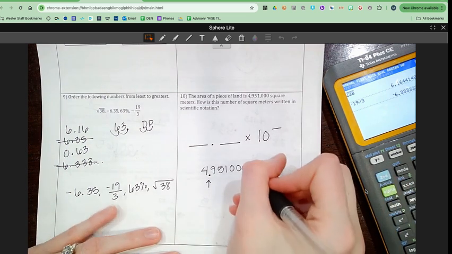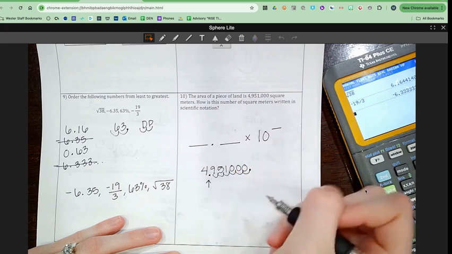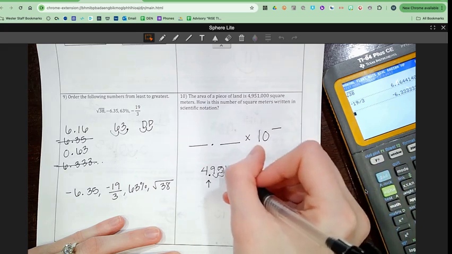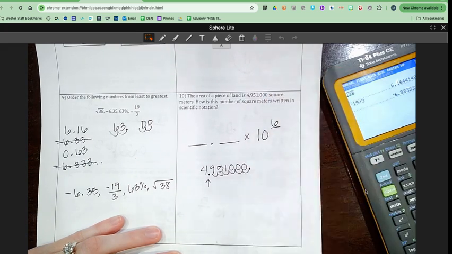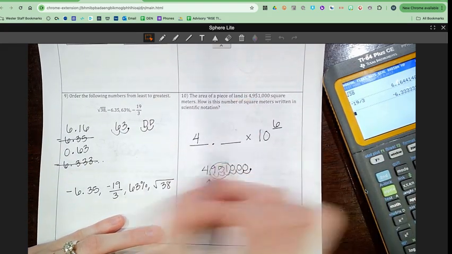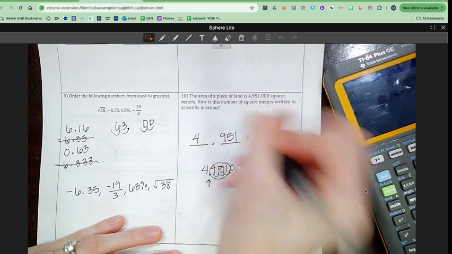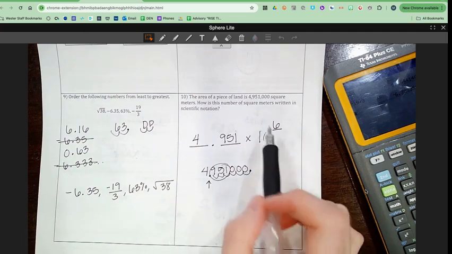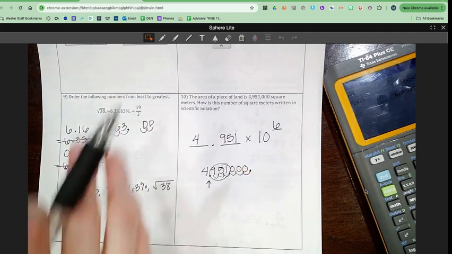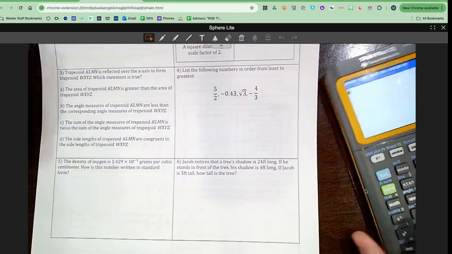So I'm going to move it from the end 1, 2, 3, 4, 5, 6 times. 1, 2, 3, 4, 5, 6. So my exponent is a 6. The 4 is in front of the decimal. I'm going to keep my significant digits, which are those numbers that aren't zeros, so 9, 5, 1. From the beginning, this number was a really large number, so my exponent stays positive. Okay, that's Wildcat Sheet 2.